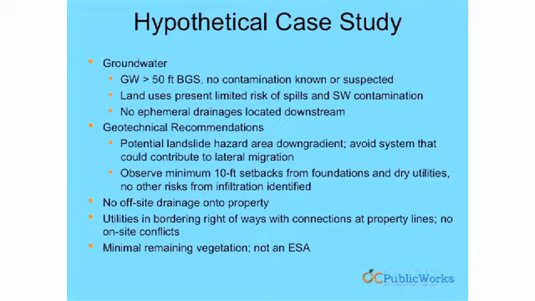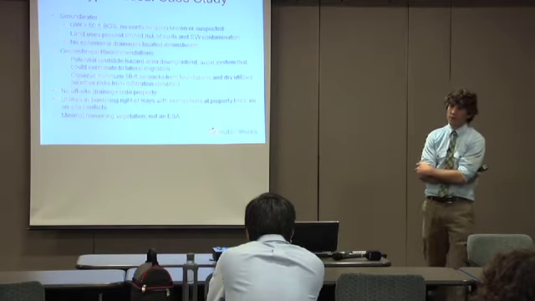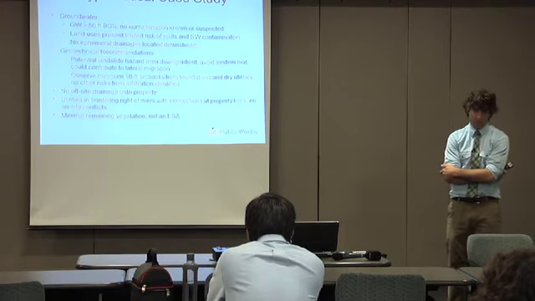So the geotech has come forth with their standard set of conclusions. They said potential landslide area is a few hundred feet down gradient. You want to avoid any kind of systems that would contribute to lateral migration. So don't infiltrate. Observe a 10-foot minimum setback from foundations and dry utilities, and then nothing else is controlling. There's no offsite drainage. There's no on-site conflicts with utilities, and you're not in an environmentally sensitive area. So the project proponent takes this site assessment and says, I'm not going to infiltrate. What's your response, and where do you think we ought to put some more emphasis on documentation?